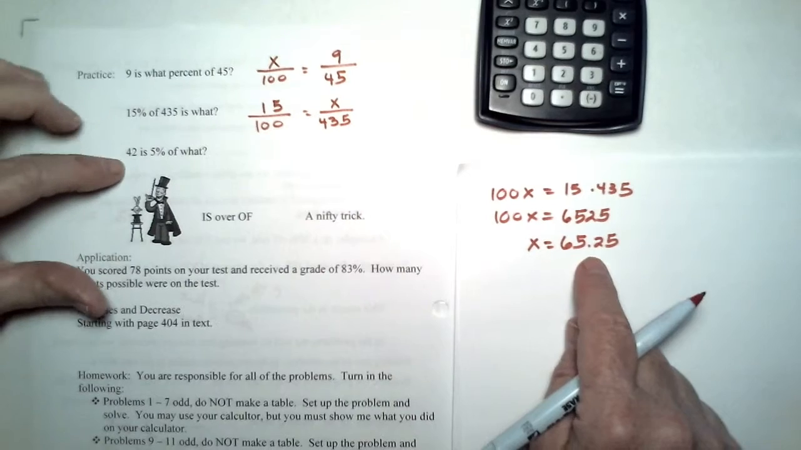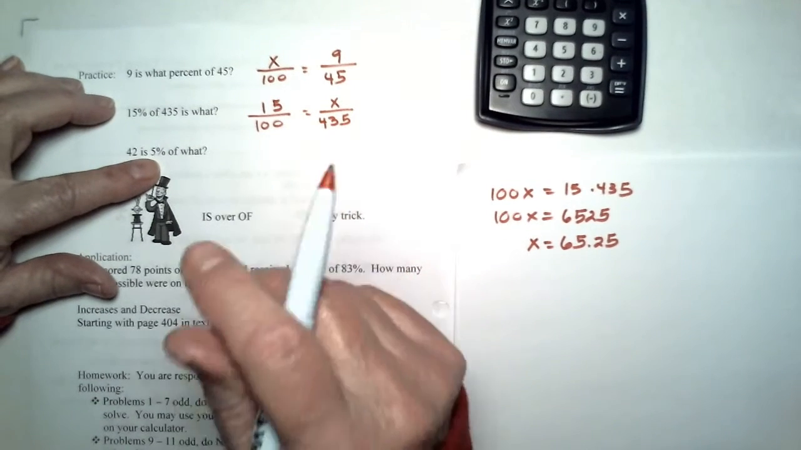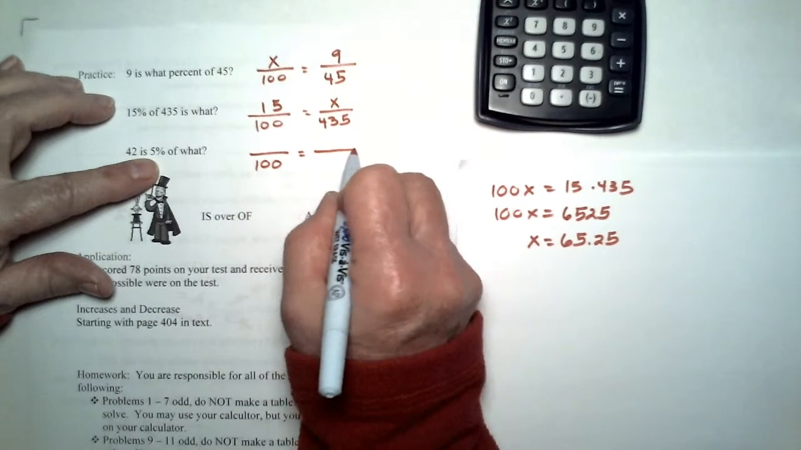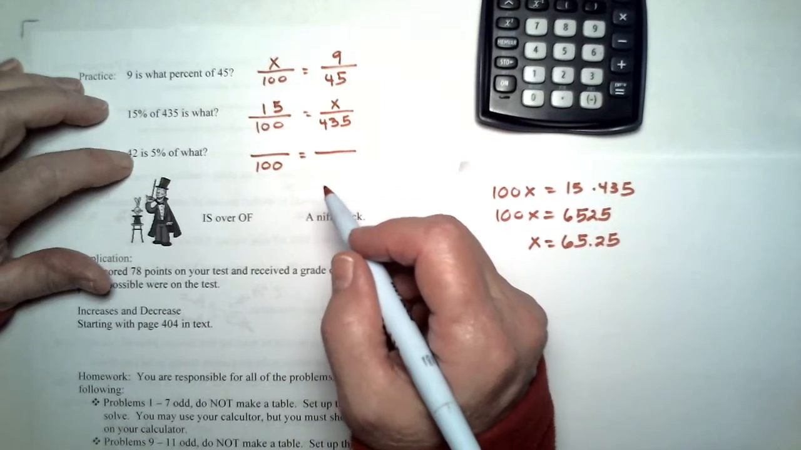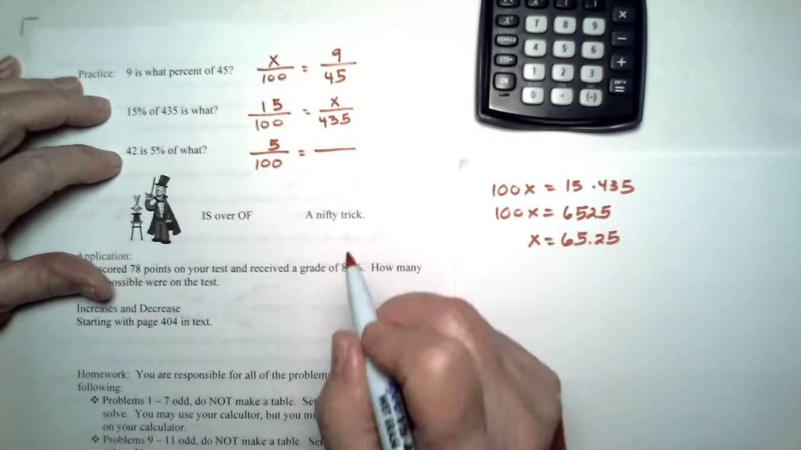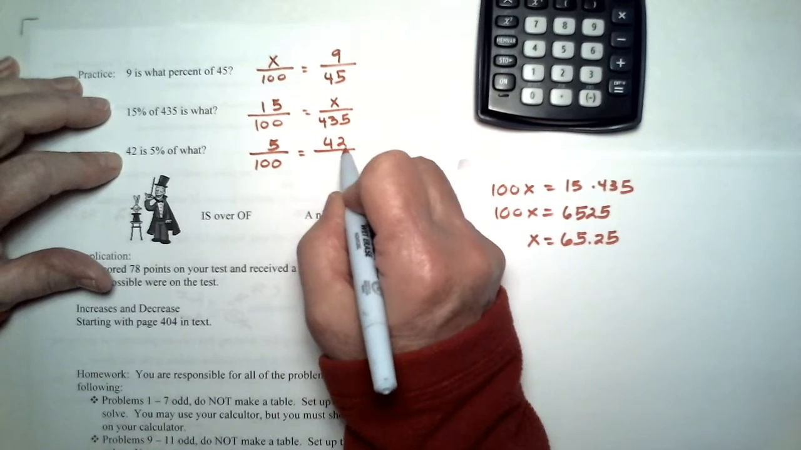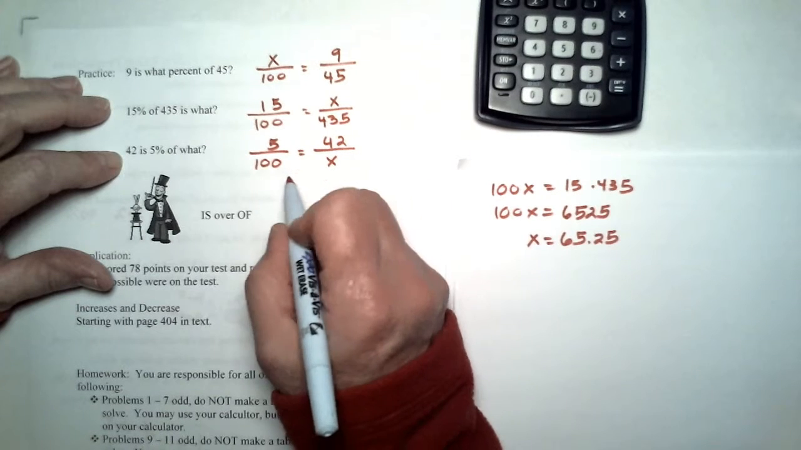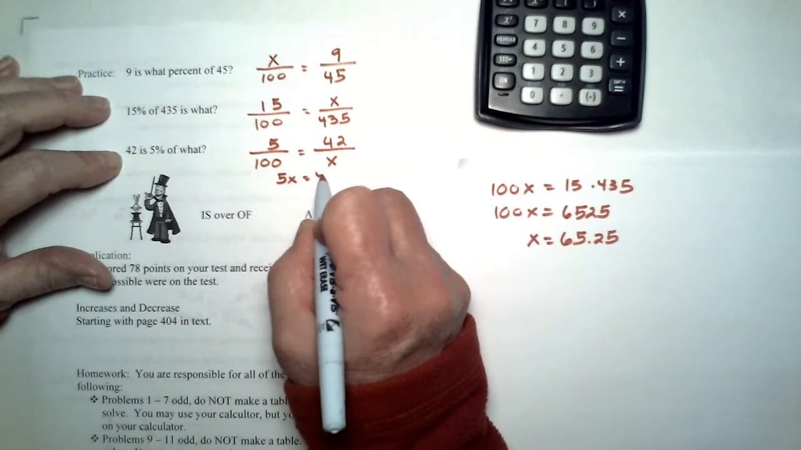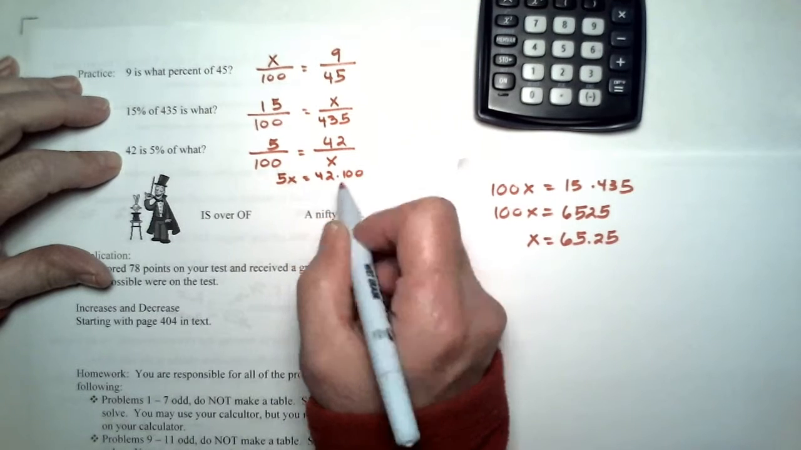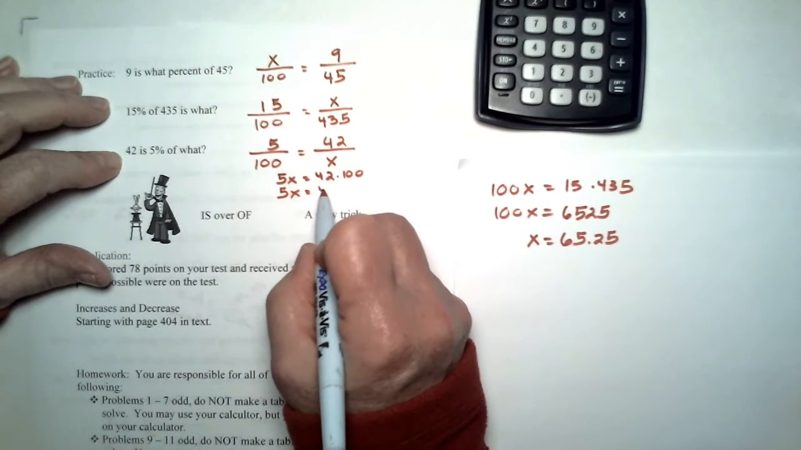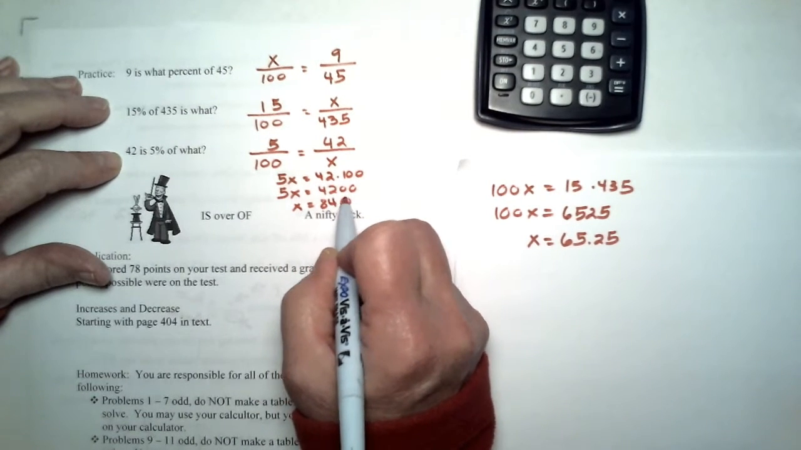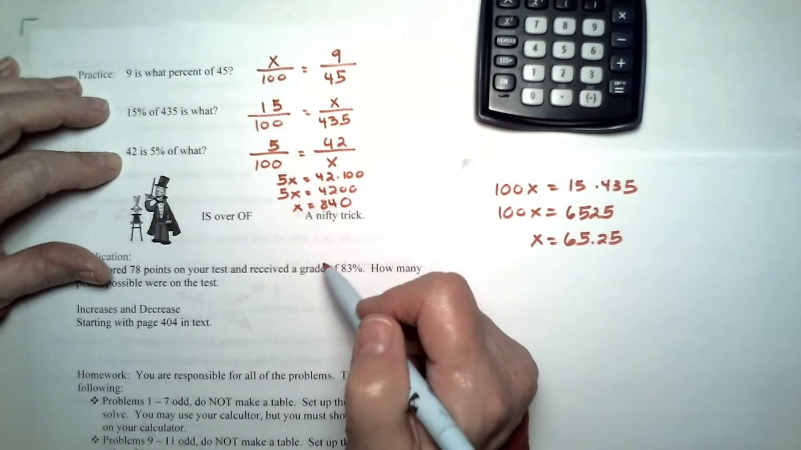And finally, the last one, 42 is 5% of what? Again, it's always going to be something over 100 is equal to, well, 42 is the 5%. 42 is the part, and I'm missing the base. And one more time, I'm going to go ahead and use cross multiplication. I have enough room, I can do it right here. 5x is equal to 42 times 100. 5x is equal to 4200, and x is equal to 840. And that would be my base.